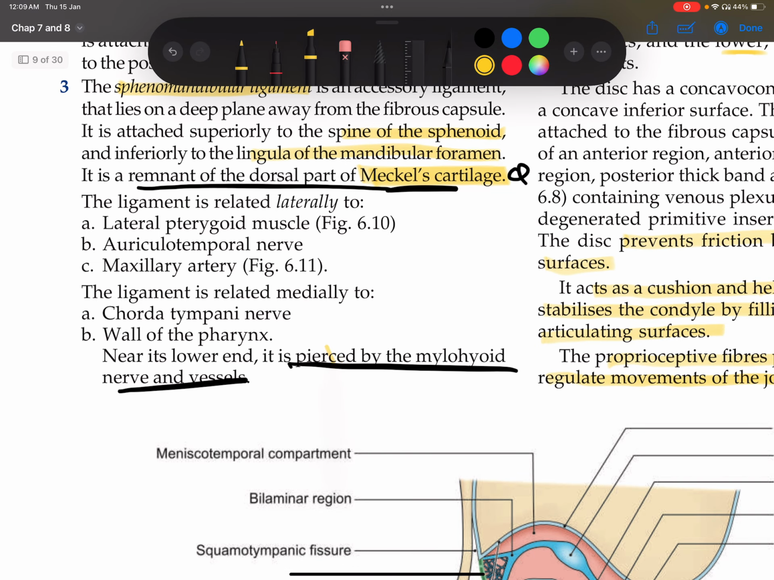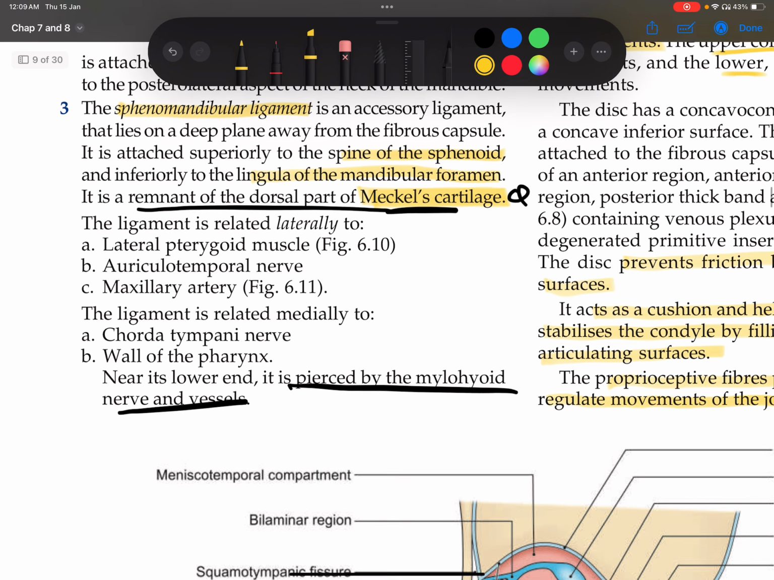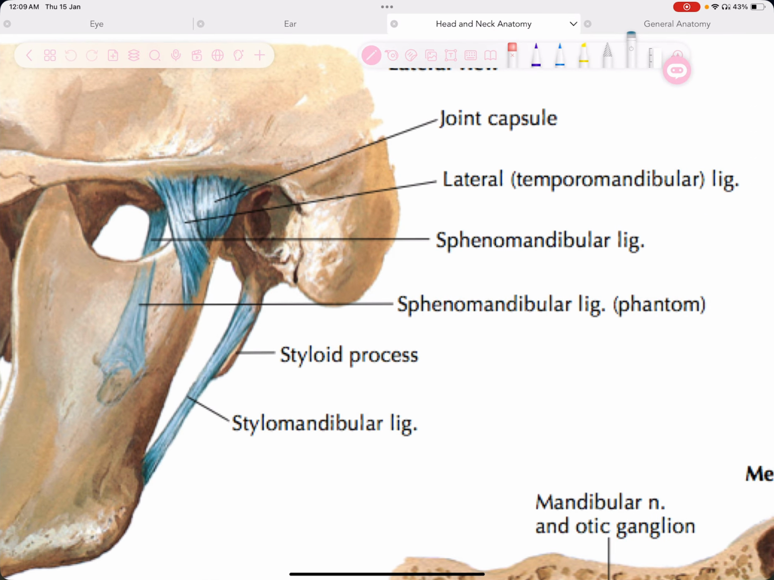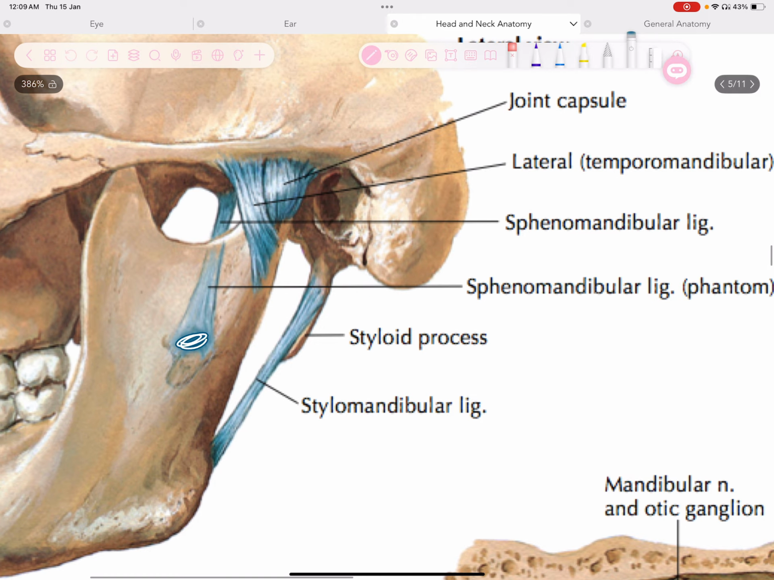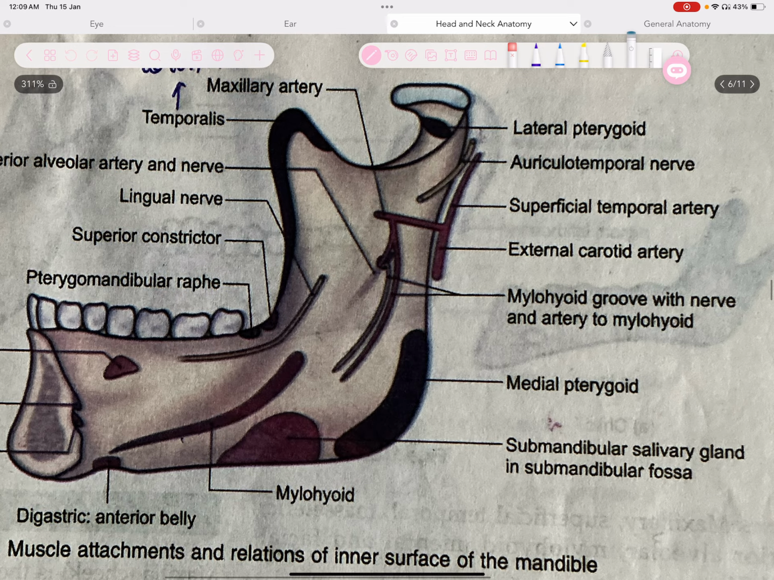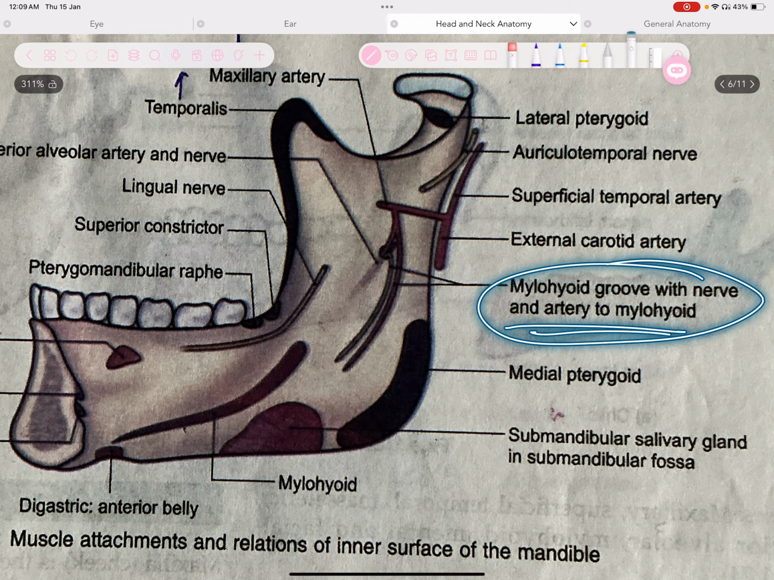And near its lower end, it's pierced by the mylohyoid nerve and vessel. So why do you think that would be the case? Right here we'll have the mylohyoid groove, and in the mylohyoid groove pass the mylohyoid nerve and vessels. So here you can see the mylohyoid groove will have the mylohyoid artery and the nerve.